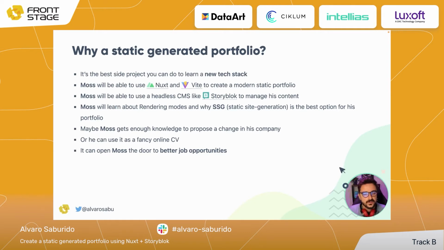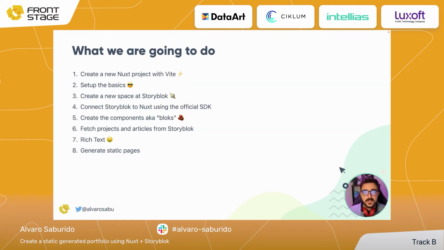So what are we going to do today? We are going to create a Nuxt project using Vite. Also, we are going to set up everything to be able to create a new space in Storyblok, and connect it to our Nuxt application using the official SDK. Also, we are going to create some bloks, or components. We're gonna get into that later. We're gonna fetch the content from Storyblok and render it in our page. We're gonna use the rich text feature to show the content in a single project page. And also we're gonna see how we can generate it and deploy it to Netlify.